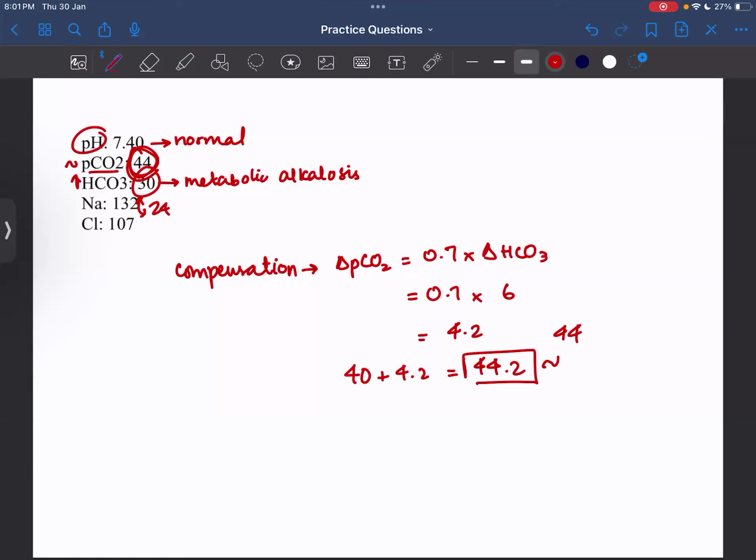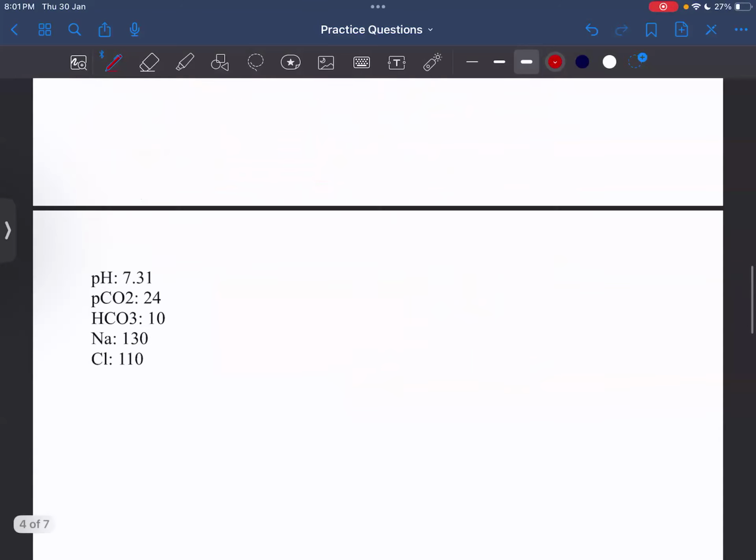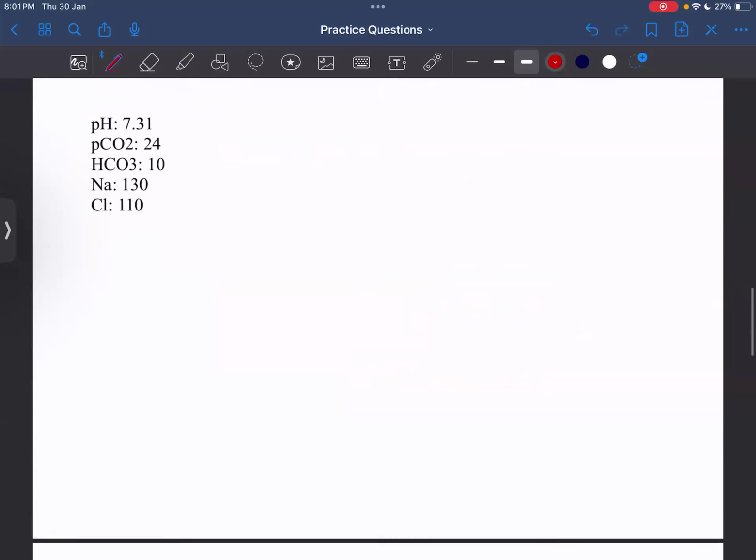And that is exactly why our pH is normal. Our pH is normal, even though there is an underlying abnormality. The respiratory system is working so well that we're able to normalize the pH pretty much. All right, next question.